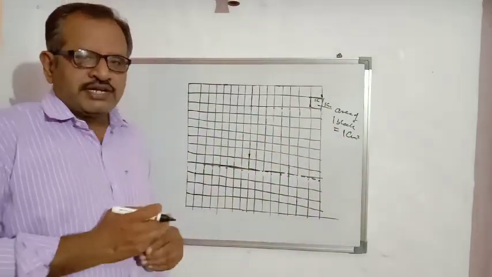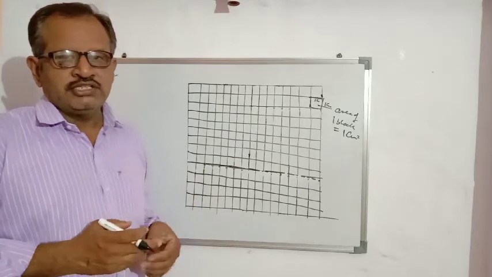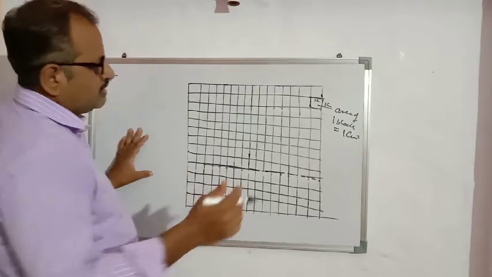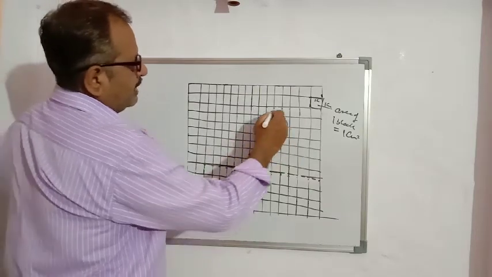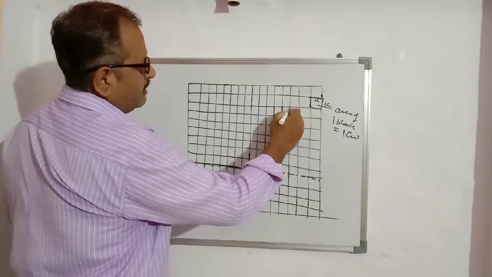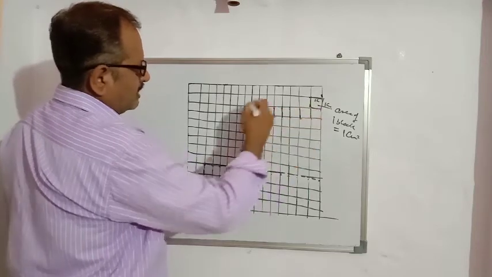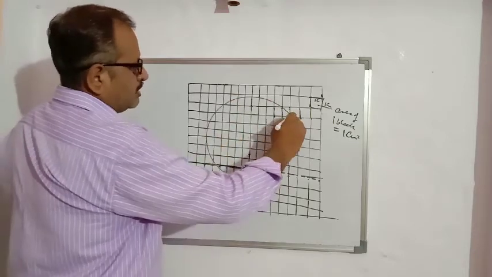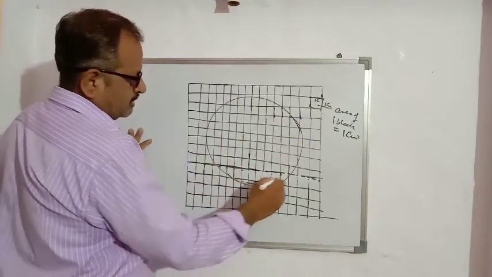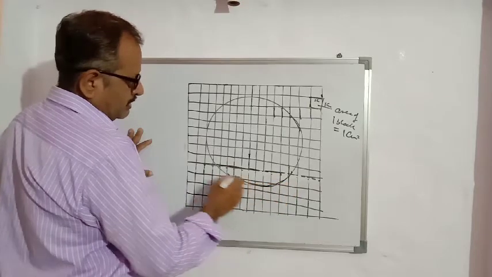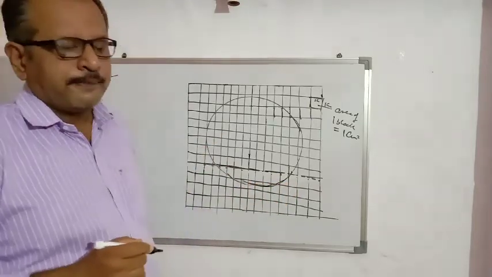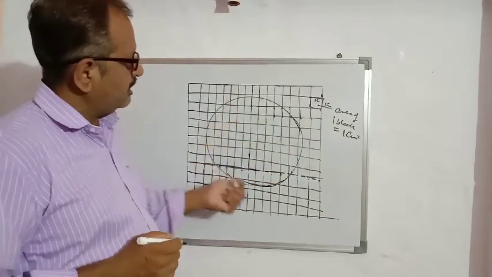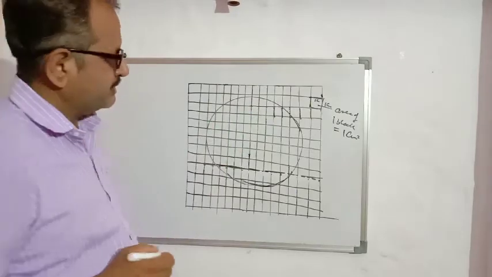Now we will take a known radius: 3 centimeter, 4 centimeter, 2 centimeter. It depends upon you. So taking the known radius, with the help of a compass, we will make a circle on the graph sheet. Suppose this is the circle. Taking any radius, 2 centimeter or 3 centimeter, we have to draw a circle on the graph sheet.